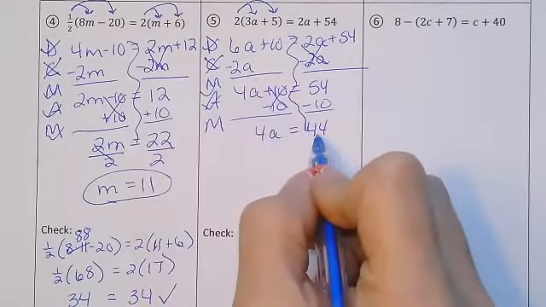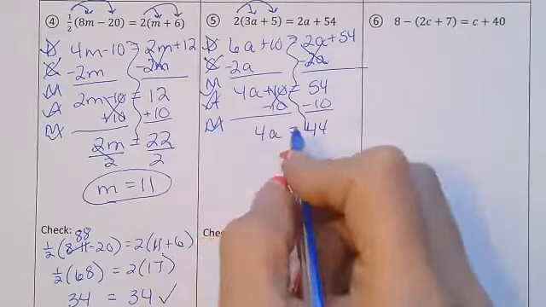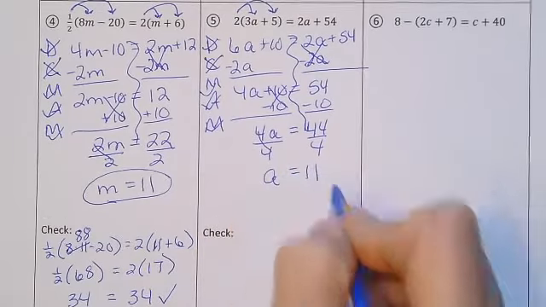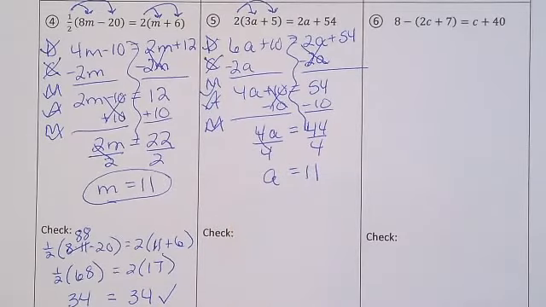Variables on one side, constants on the other. Last step is to multiply or divide. Divide both sides by 4. A equals 11. Now we'll check.